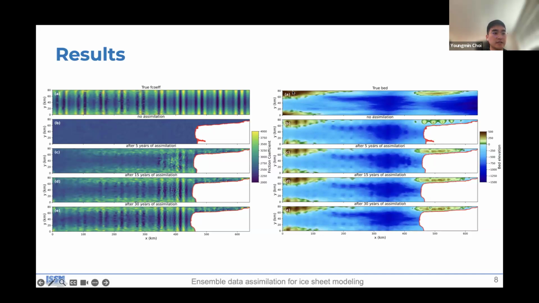We can see that as more observations are assimilated, we have better results, which means that our estimated values are getting closer to the true friction coefficient and bed topography. We see significant improvement near the grounding line, which is shown in red here, for both parameters. At the end of the 30-year estimation period, areas far upstream also show some improvement, but not as much as near the grounding line.